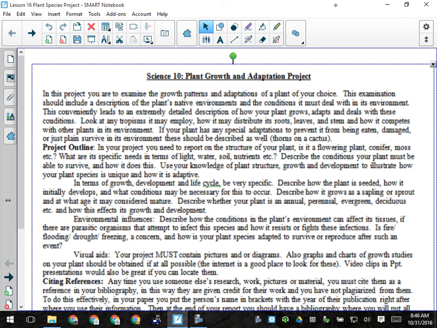All right. So what we're going to be working on here, guys, is just your research project for this unit. Obviously, in the last unit, it was on a toxin of your choice. And in this unit, it is going to be on a plant of your choice. In this project, you are to examine the growth patterns and adaptations of a plant of your choice. This examination should include a description of the plant's native environments, and the conditions it must deal with in its environment.